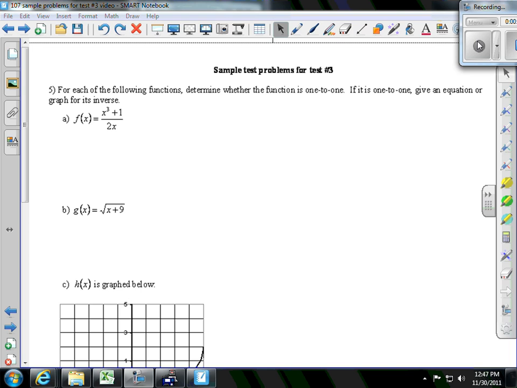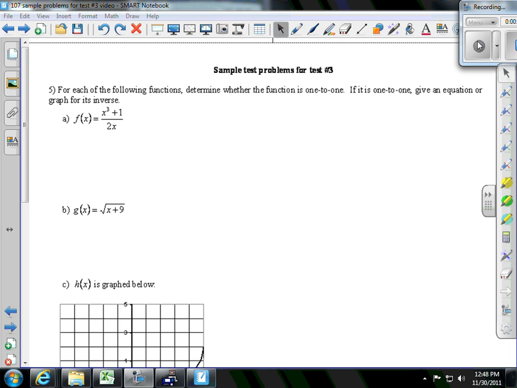This is question number 5 on the sample test problems for test number 3. For each of the following functions, determine whether the function is one-to-one. If it is one-to-one, give an equation or graph for its inverse. Okay, so the first one is f of x equals x cubed plus 1 over 2x.